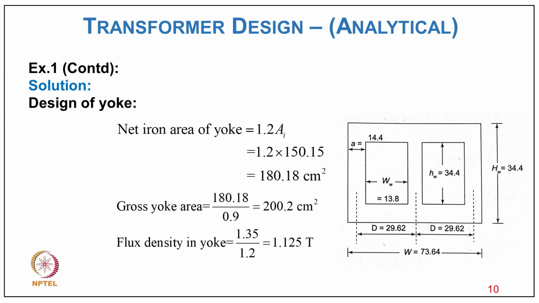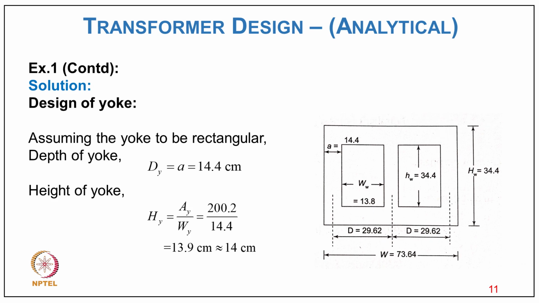Now coming to the design of the yoke, the net iron area of the yoke is 1.2 Ai, so it equals 1.2 into 150.15, which comes to 180.18 centimeter square. The gross yoke area is the net iron area divided by the stacking factor. Taking a lamination stacking factor of 0.9, it comes to 200.2 centimeter square. The flux density in the yoke is the core flux density divided by 1.2, so it comes to 1.125 Tesla.